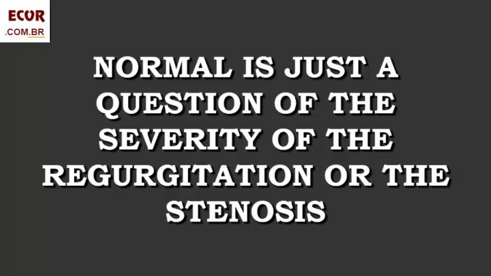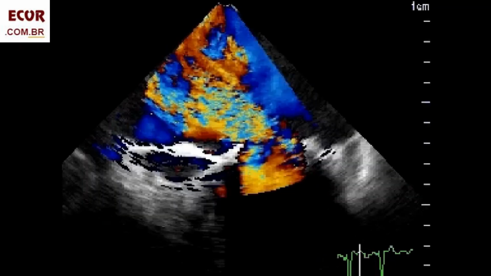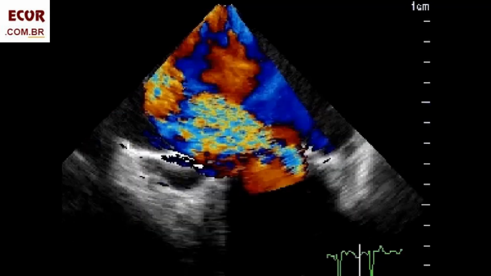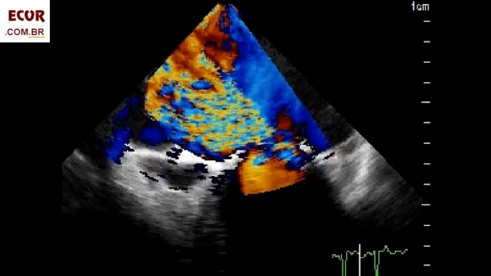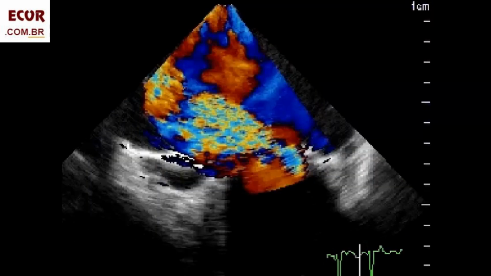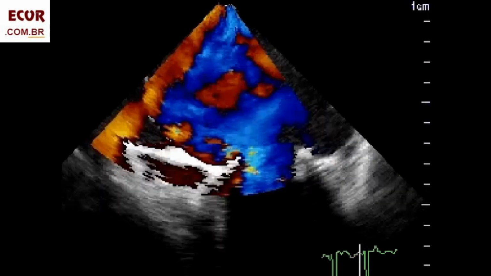Then, for a prosthetic valve, normal is just a question of the severity of the regurgitation or the stenosis. When studying a prosthesis, Doppler has paramount importance, no matter if by transthoracic or transesophageal echo. A regurgitation as this seen here needs intervention, even if the echo image of the prosthesis were totally normal.